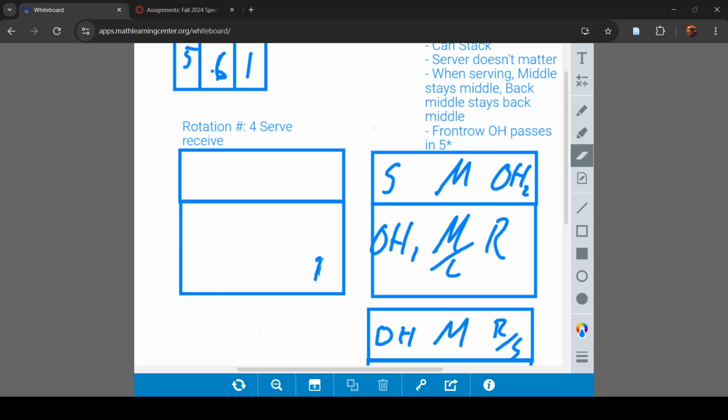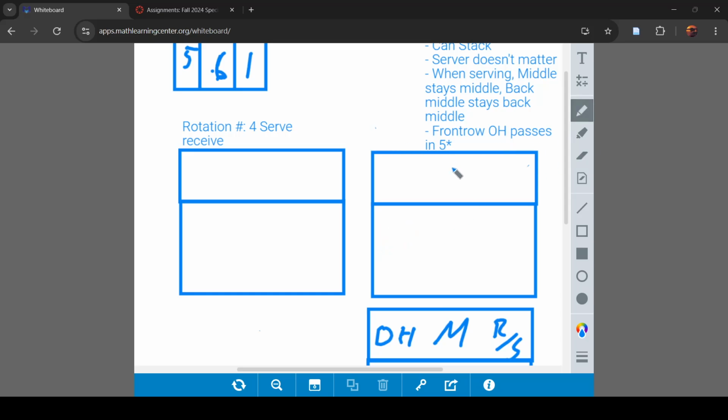Next rotation would be rotation 5, because we count up. So rotation 5 has the setter in there. OH1 is there. If you remember rotation 1, our other outside starts in rotation 5, so they serve for rotation 5. Our middle is over there, our right side is opposite the setter, and then our other middle is there.